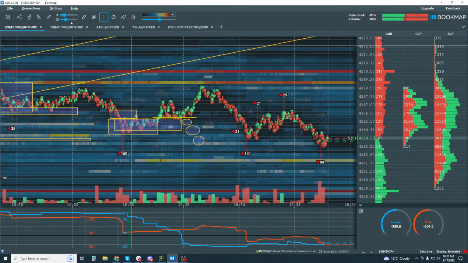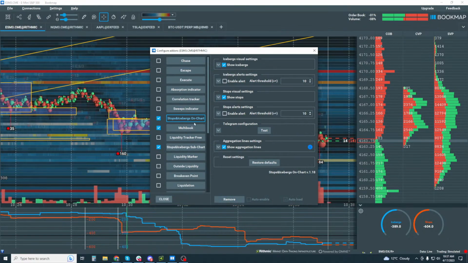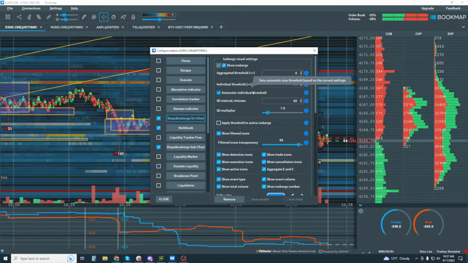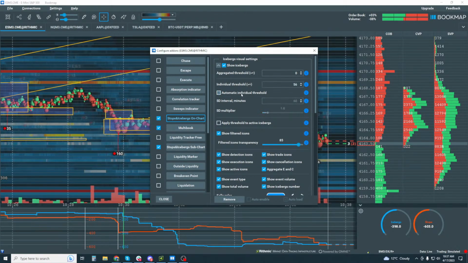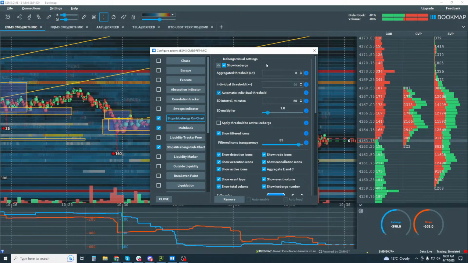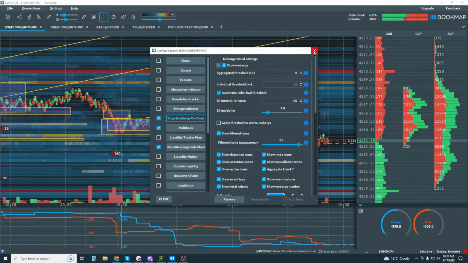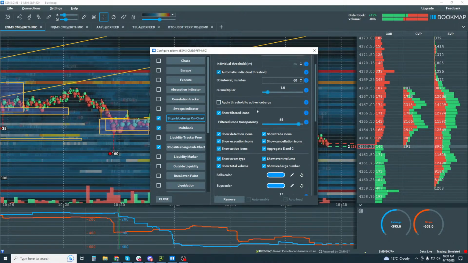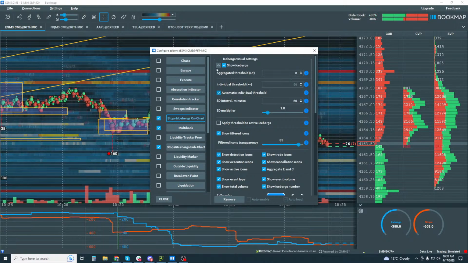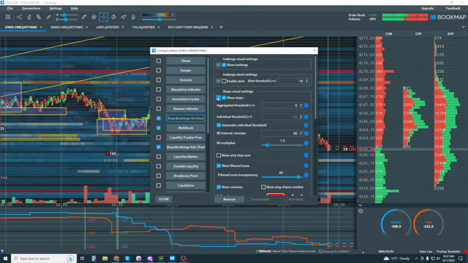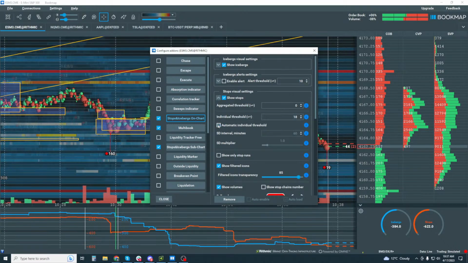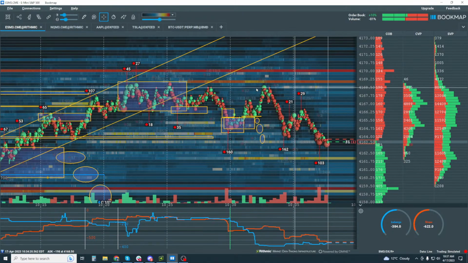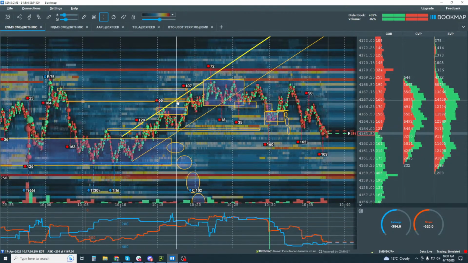Okay, we got some stops in here. I think I've got my icebergs on as well. Show the icebergs. Not many icebergs. There's some. And what about our stops? Mostly just people getting stopped out, both sides.